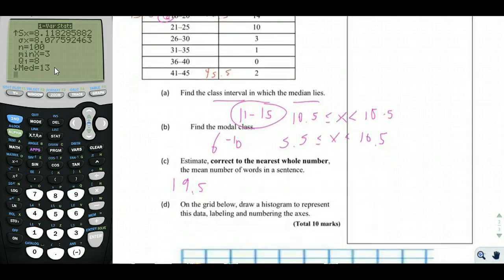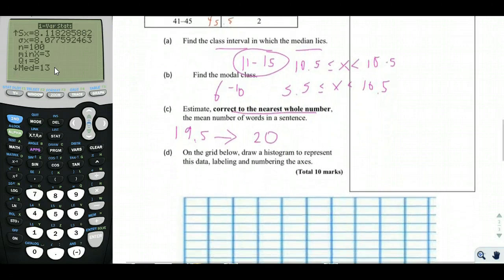Estimate, correct to the nearest whole number, the mean number of words in a sentence. Okay, since it said that we want the nearest whole number, we just got 19.5 in the calculator. We're going to round that to the nearest whole number, so we would put 20. Right? Where it's not 19.5 because 0.5 rounds up to 20.